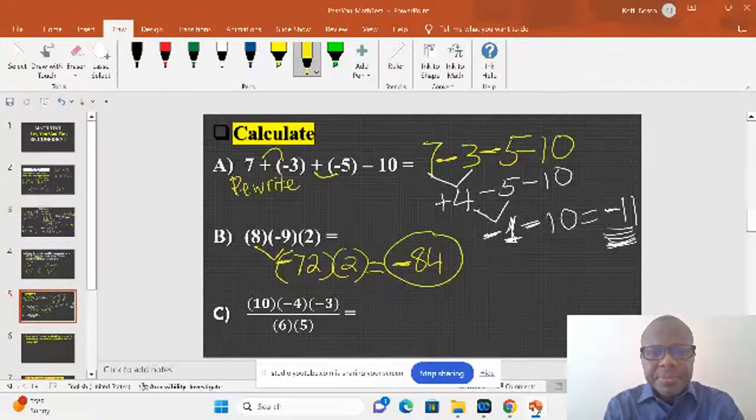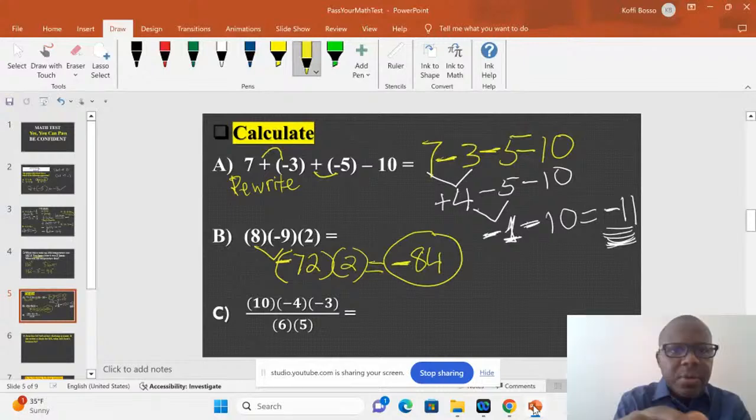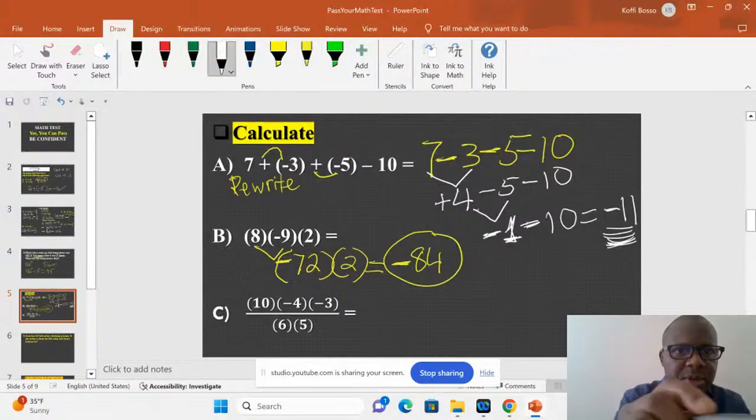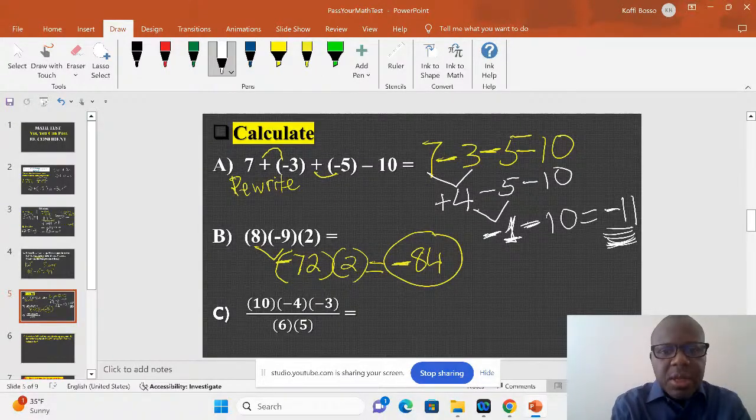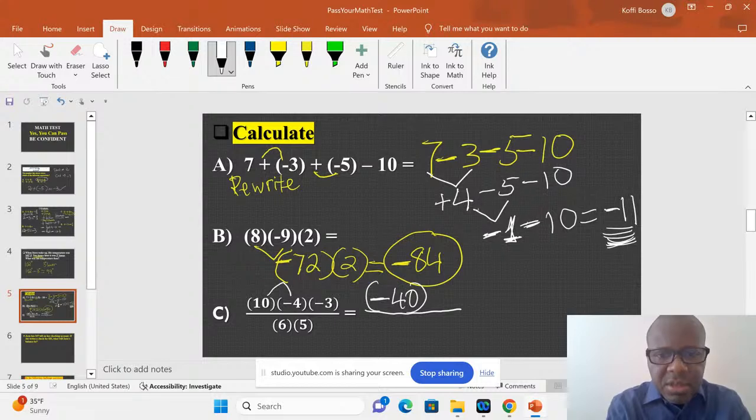Now, C. For C, we have a division. It's not something complicated. What we'll do here is work it out for the numerator, the numbers we have on top, and the denominator, the bottom. If I use the fraction bar, on top I have 10 multiplied by negative 4 multiplied by negative 3. Understand that 10 multiplied by negative 4 gives you negative 40. The bottom, we have 6 multiplied by 5, so that gives you 30.